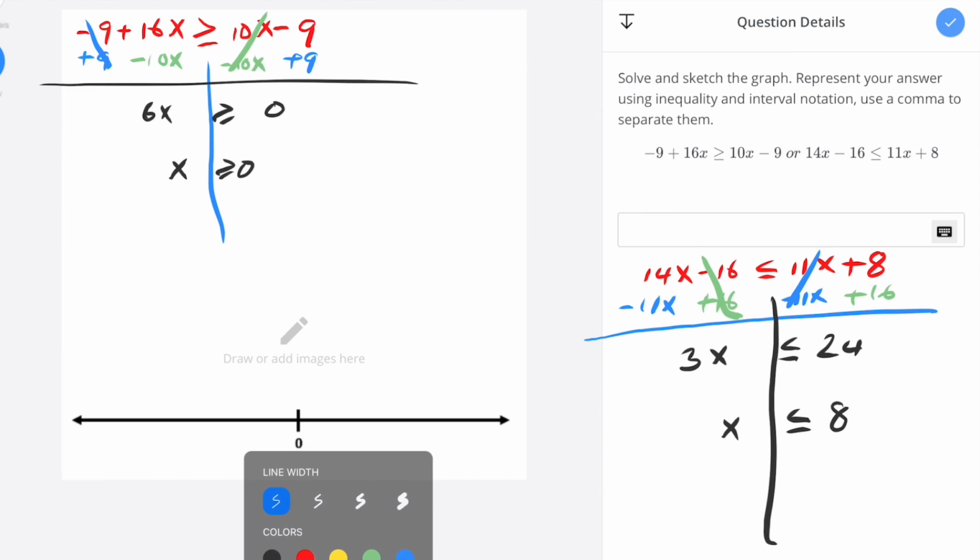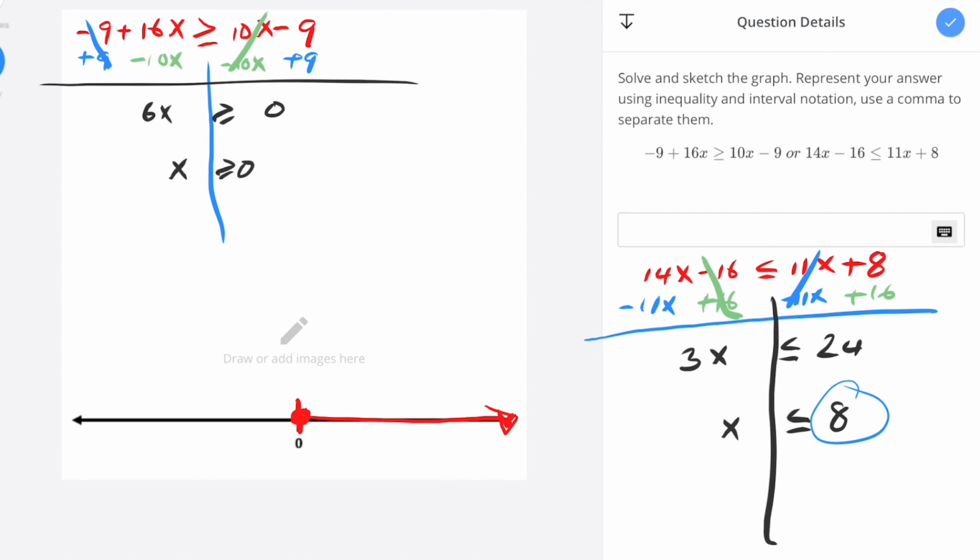Okay, so let's sketch the graph for this. We have a 0, which is right here. It's a closed circle. X is bigger or equal to 0, so you move to the right of 0. We also have an 8 on the right side of the 0. That's also a closed circle. X is less than or equal to 8, so you move to the left. Okay? All right.